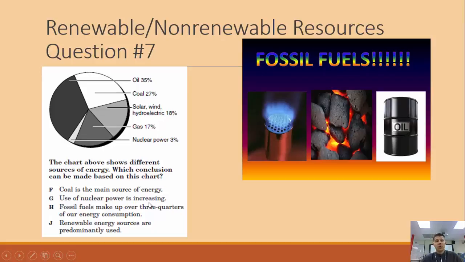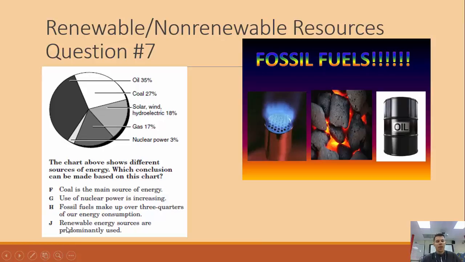All right, the use of nuclear power is increasing. That may or may not be a true statement, but you cannot tell from a pie chart what's increasing or decreasing. Fossil fuels make up over 3/4 of our energy consumption. So 3/4 would be 75%. Let's add up our fossil fuels. We got 17 plus 35, we're looking at 52%. Plus coal, 27, we're at 79%. So our fossil fuels do add up to over 3/4 of our energy consumption. So H is our correct answer.